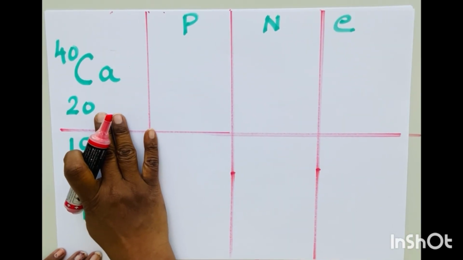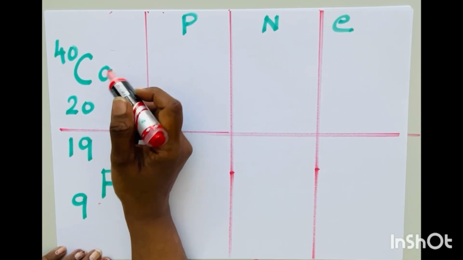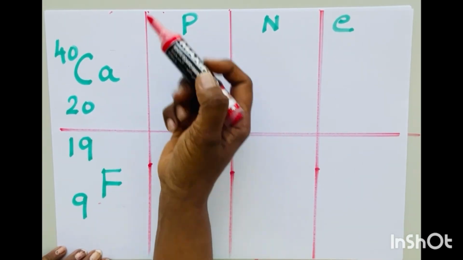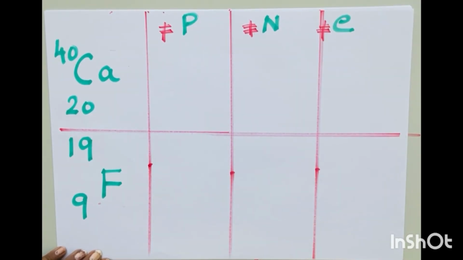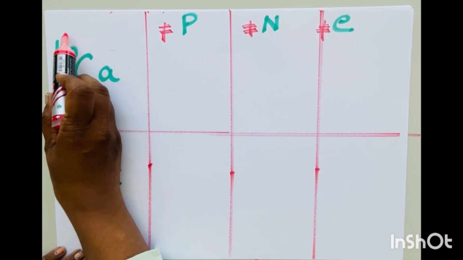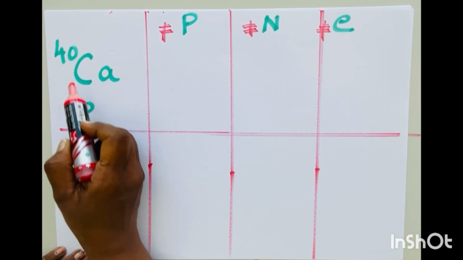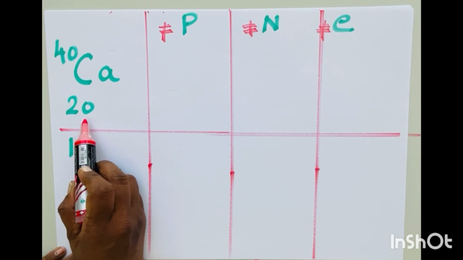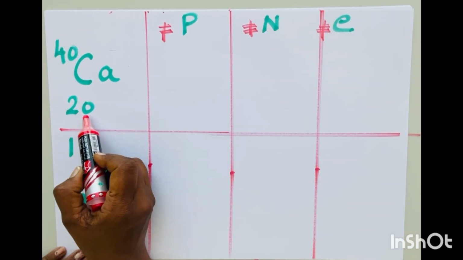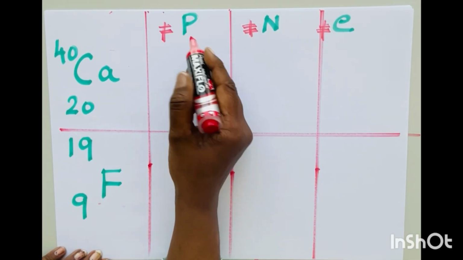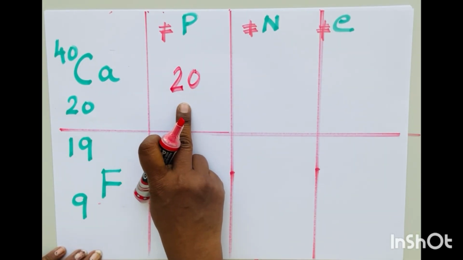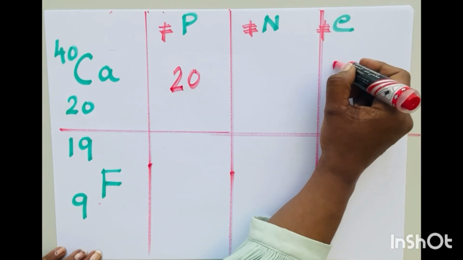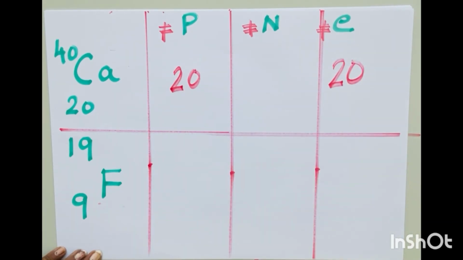Let us look at the element calcium to find out the number of protons, neutrons and electrons. When we look at the elemental representation, you will see two numbers, a small one and a big one. The small one is the atomic number, which is the number of protons. So the number of protons is 20. We already know that the number of protons is the same as the number of electrons. So this is also 20.